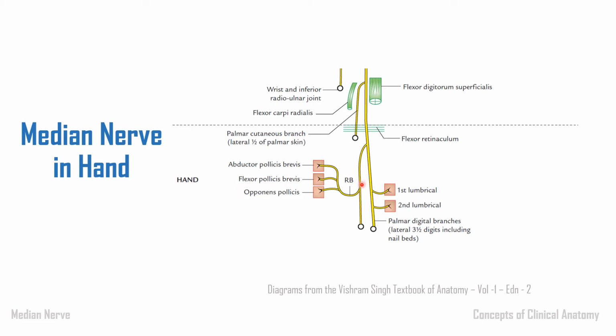After supplying the thenar group, the lateral division proceeds further and gives off 3 palmar digital branches. Then the medial division, after supplying the first and second lumbricals, proceeds further and gives off 2 palmar digital branches. So all these 5 palmar digital branches will supply the lateral 3 and a half digits, including the nail bed and the skin over the dorsal aspect of the distal phalanx also.